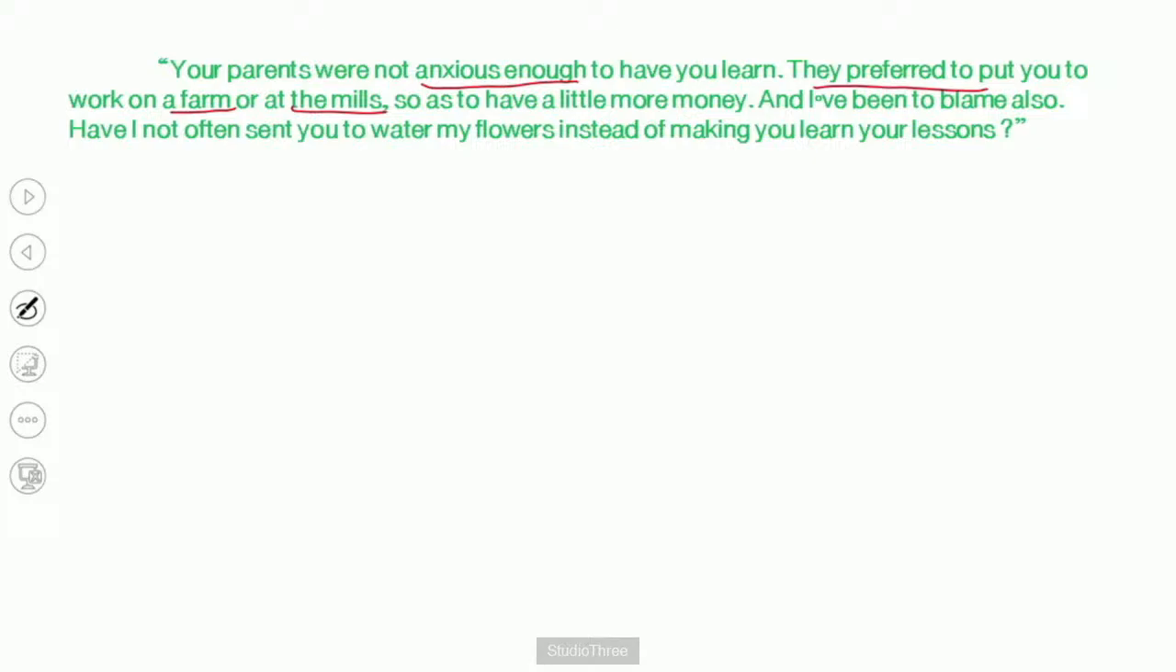So you have to work on the farm or at the mills. These are also the role of our parents, and we also have to understand their roles and their expectations, to fulfill what they expect from us, to earn more money or a little money. And we have been to blame also. Sometimes it happens that if you do not study well or do not complete your tasks, they will blame not only you but also the master or teacher.